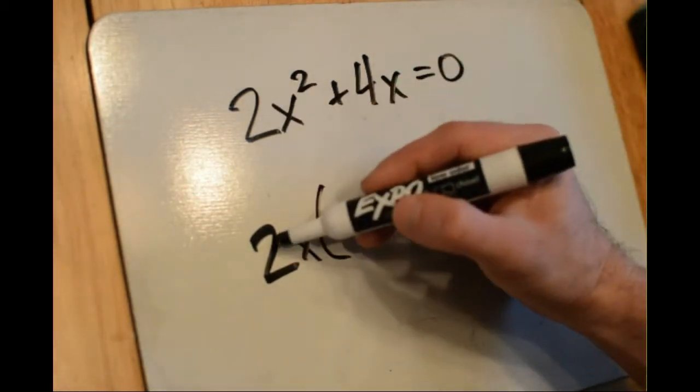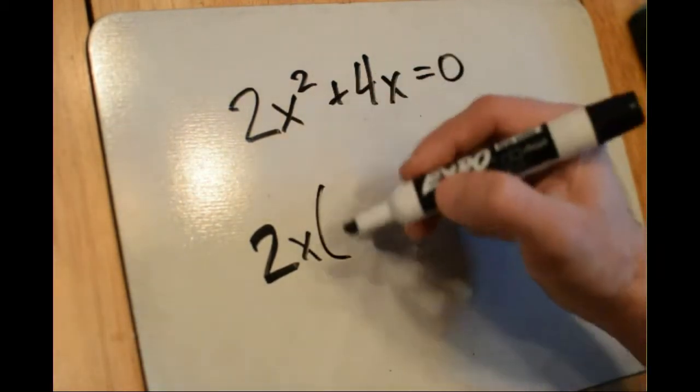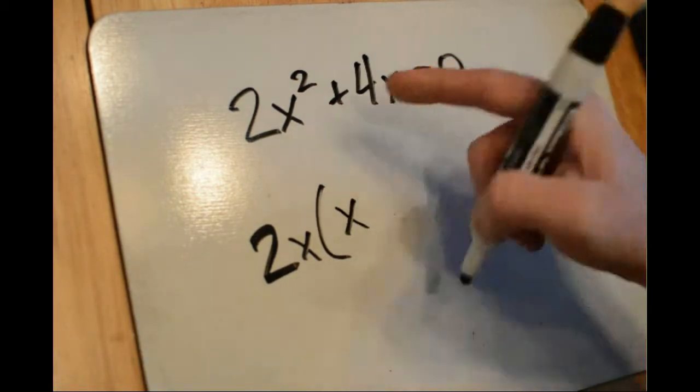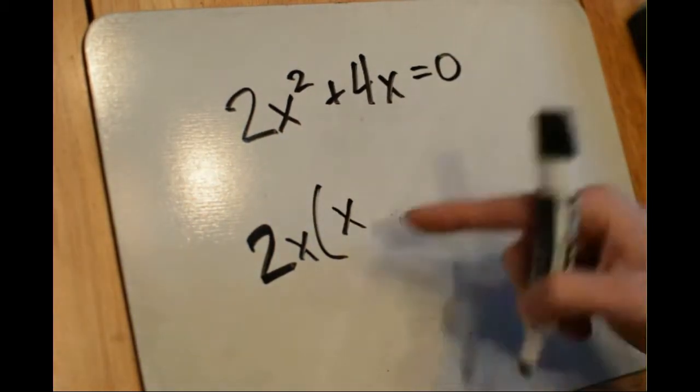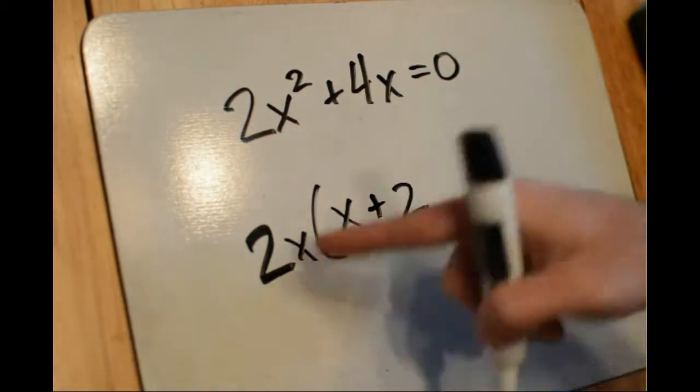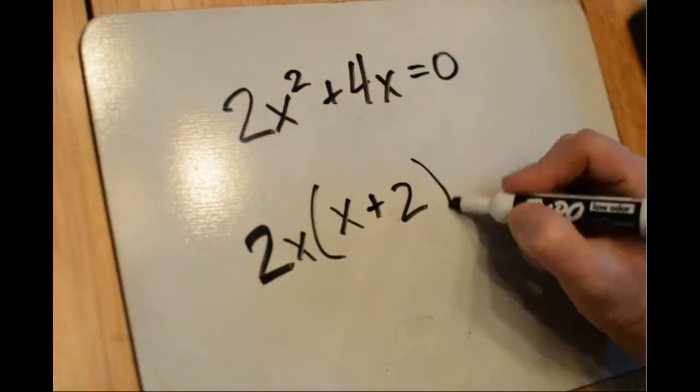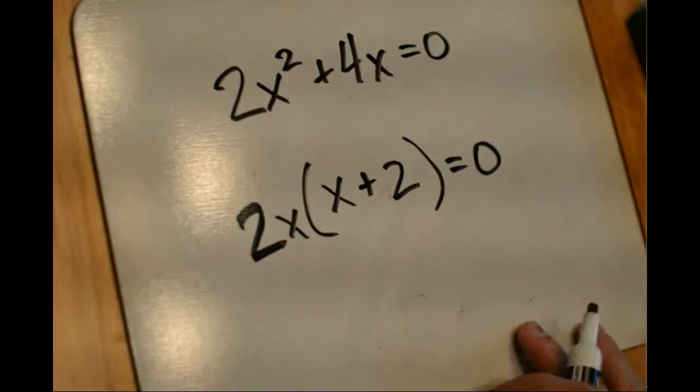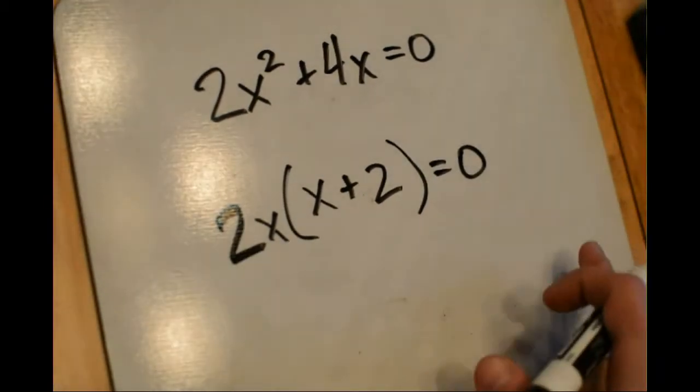So 2 divided by 2 is 1, and x squared divided by x is just x. So when you divide that by 2x, you just get x. Plus 4 divided by 2 is 2, and x divided by x is just 1, so that x term got divided out. So I have 2x times x plus 2 equals 0.